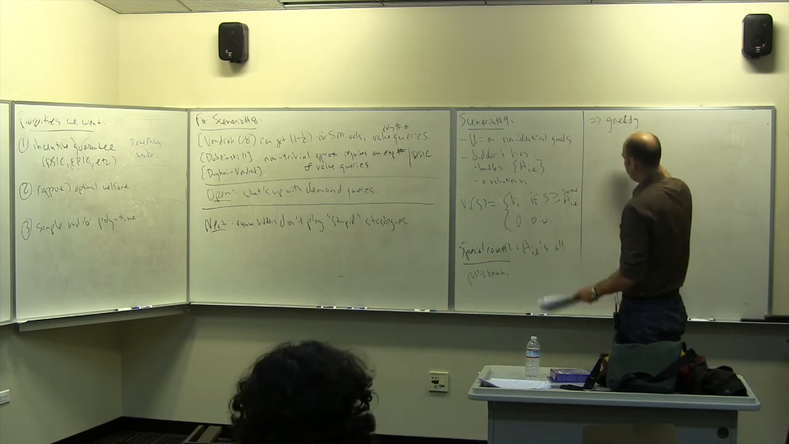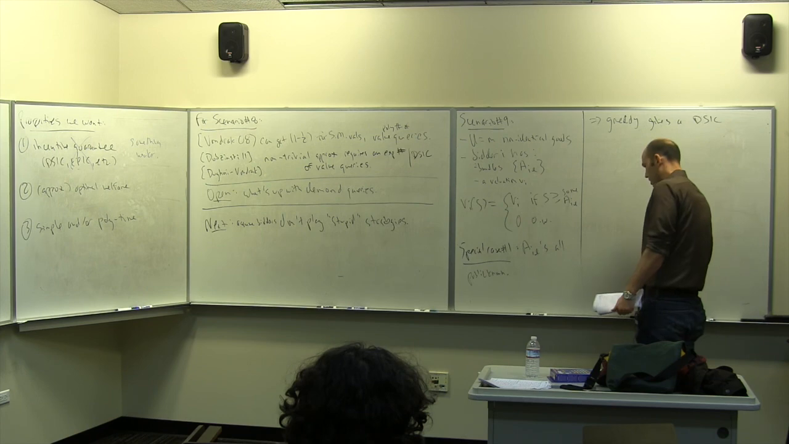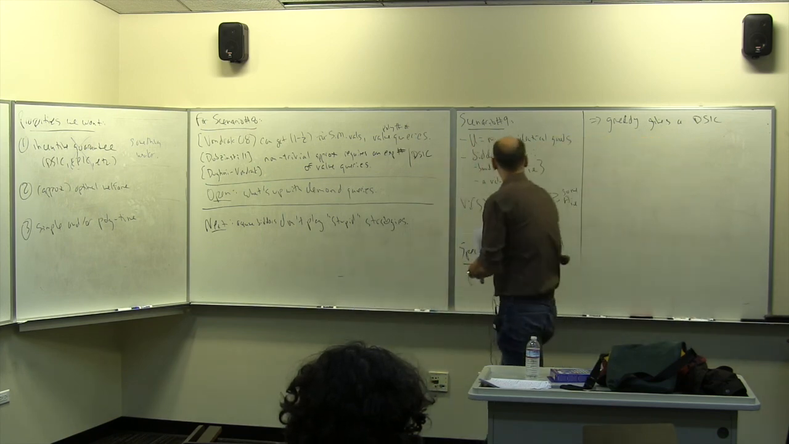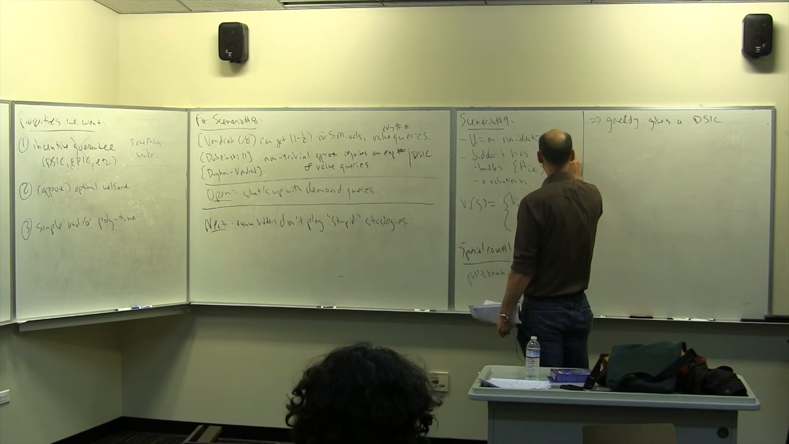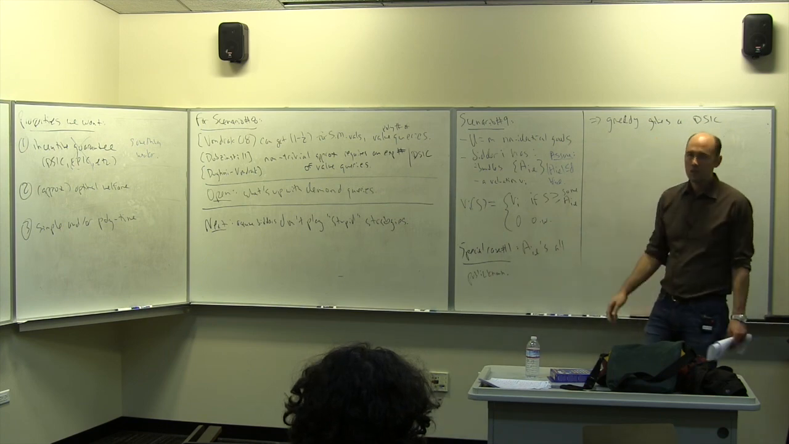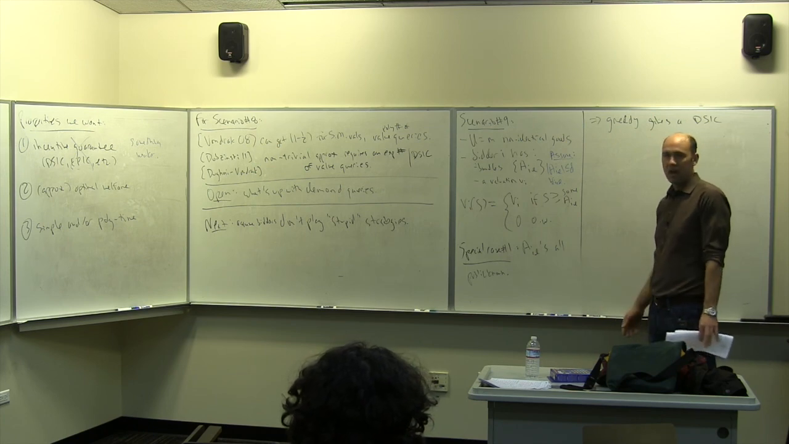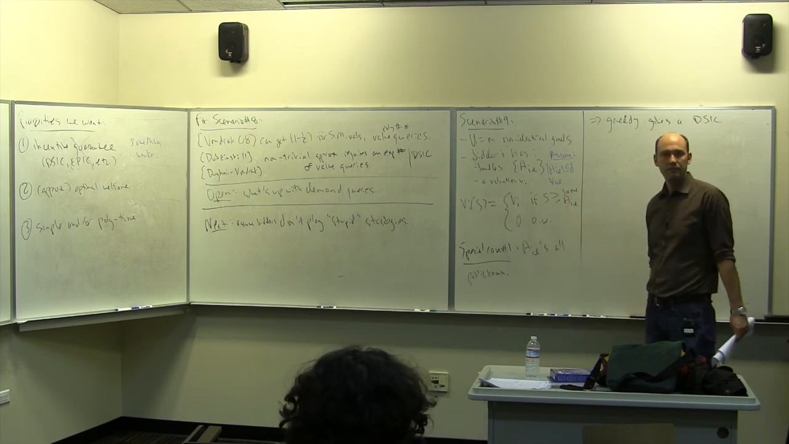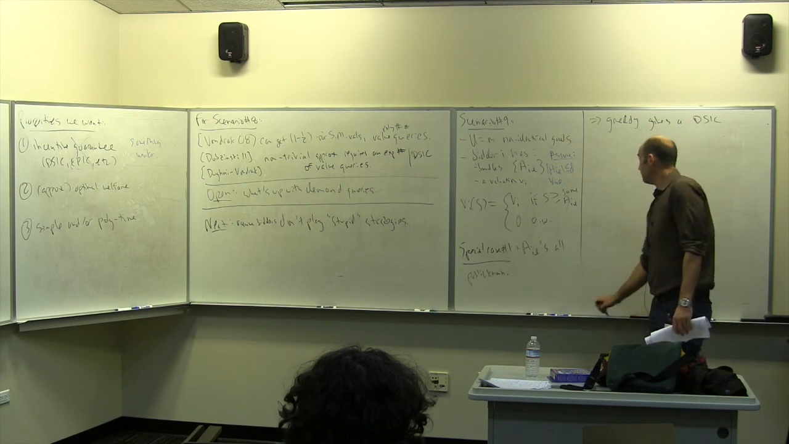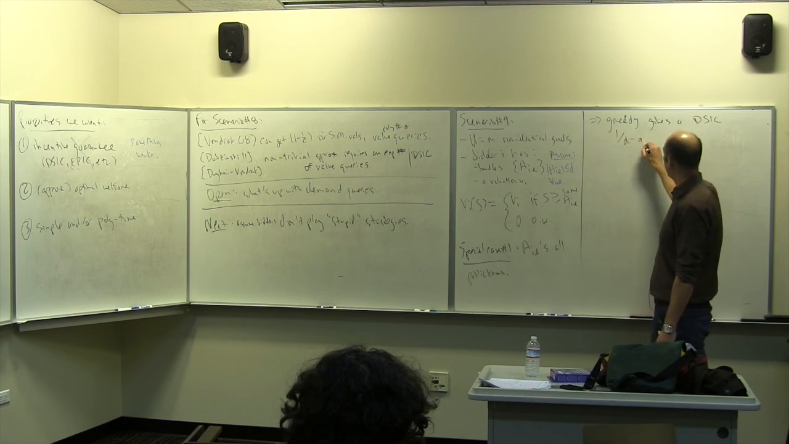So greedy gives a DSIC. Oh, there's one parameter I forgot to tell you about. We're going to assume that all desired bundles have cardinality at most D, and D is known to the seller. You might want to think of D as maybe 6, and then the bundles have sizes 1, 2, 3, or 4, something like this. So greedy gives a DSIC 1 over D approximation.